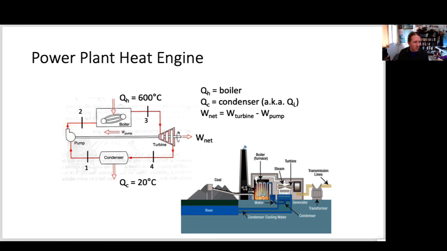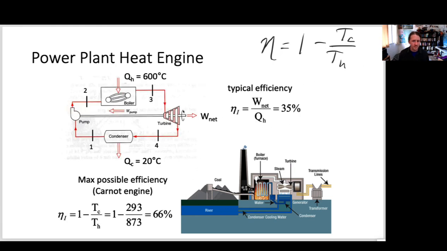Let's remember, what is our equation? What is our maximum efficiency that we could operate at? Remember, the maximum efficiency is equal to 1 minus the cold divided by the hot temperature. So when we work out using 600 degrees and 20 degrees, it turns out that the maximum is 66%. And we can compare that to the typical efficiency of a power plant, which is 35%.